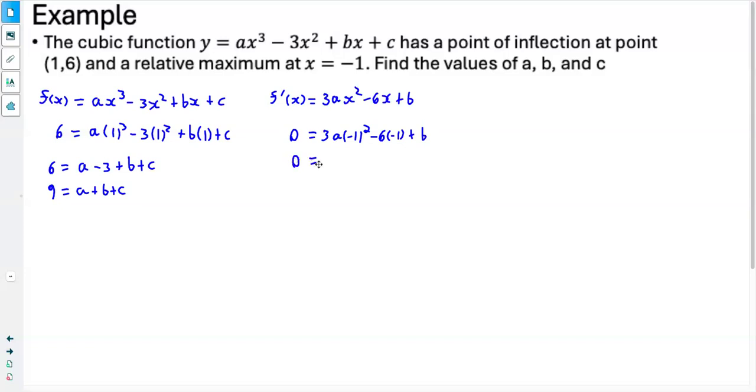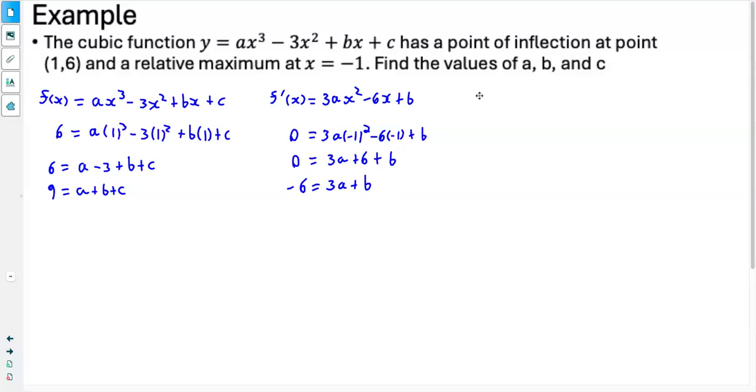So we have 0 is equal to 3a plus 6 plus b. I'd probably move the 6 to the other side, so we've got -6 is equal to 3a plus b. So we're still not able to solve for one of our variables, but we've managed to eliminate one.